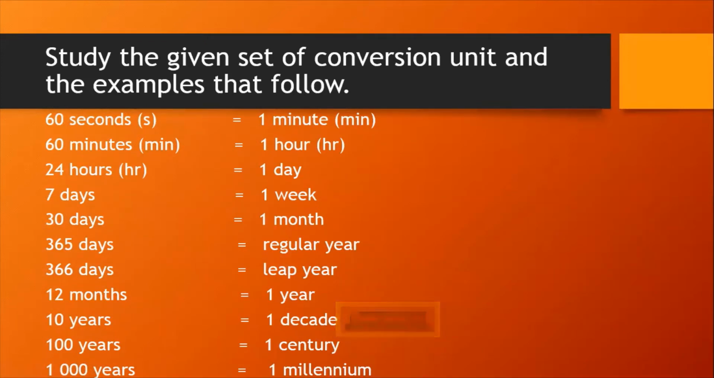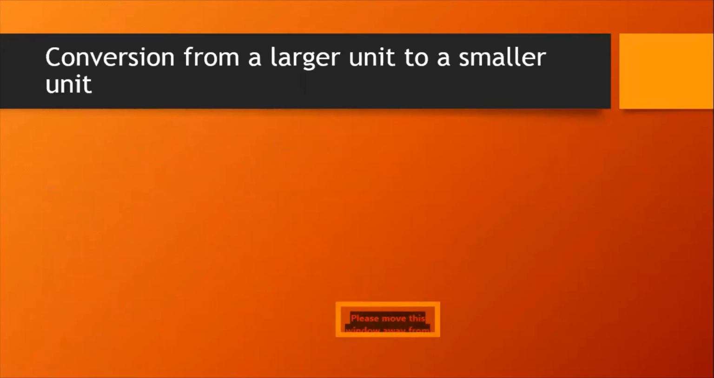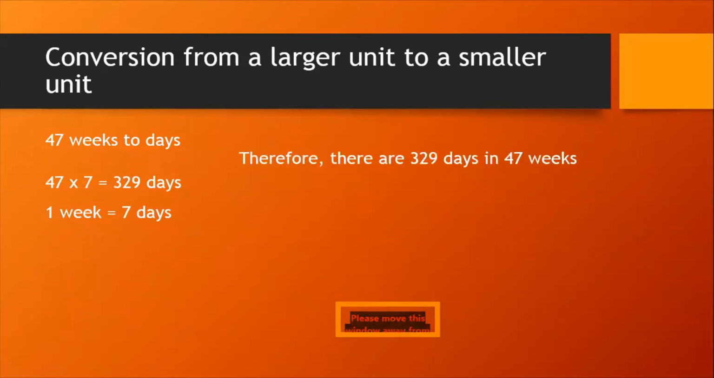12 months is equivalent to 1 year. 10 years is 1 decade. 100 years is 1 century. And 1,000 years is 1 millennium. This time, we will convert a larger unit to a smaller unit. So we have here 45 weeks to days. We all know that 1 week is equivalent to 7 days. So 47 times 7 is 329 days. Therefore, there are 329 days in 47 weeks.